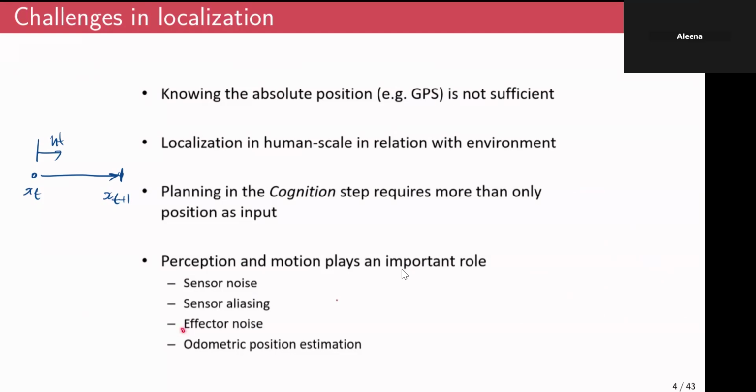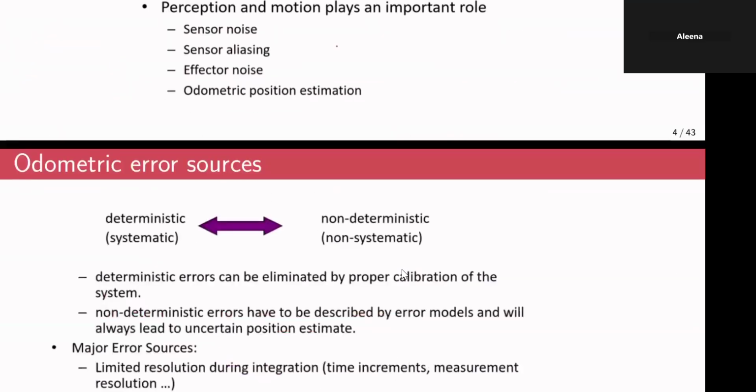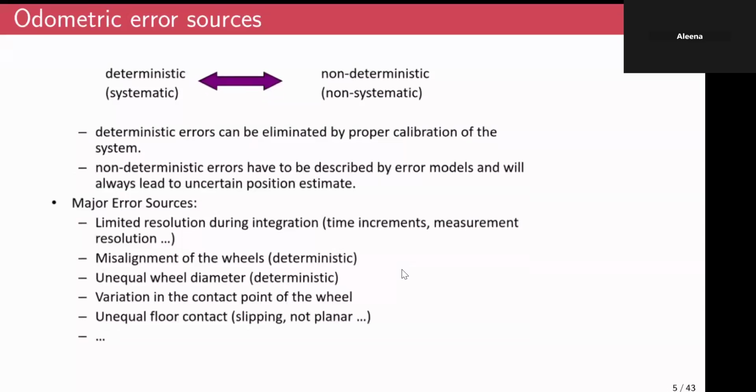Then there are things called effector noise, noise due to the motors. The motors would not be perfectly moving. And then there is something called the thing that we have just discussed, the odometric position estimation. If you purely rely on odometry without any sort of inputs, that just means that you are moving blind. You are not relying on any sensory feedback from the environment. So those were the challenges for localization.